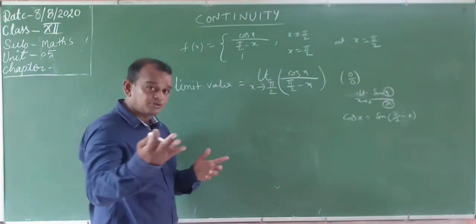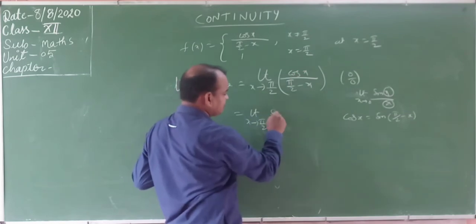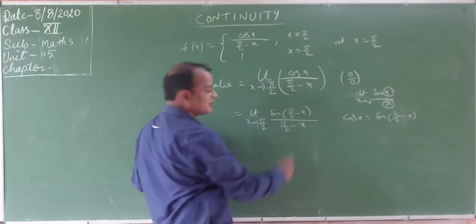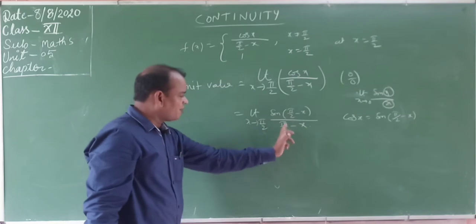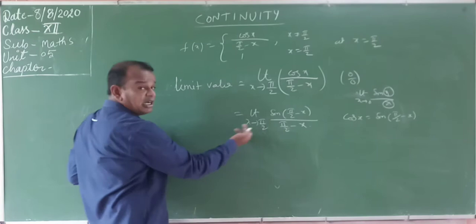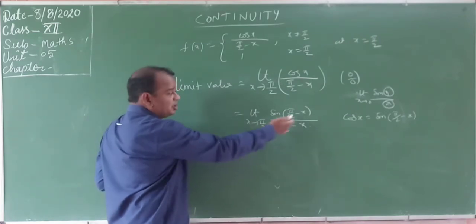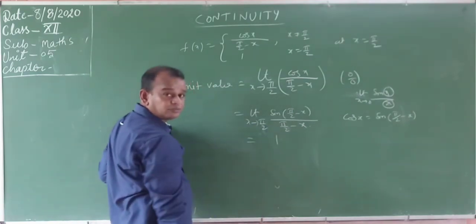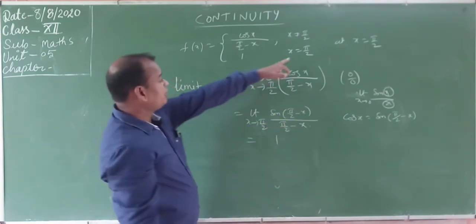I will explain another method also. Limit x tends to pi by 2: cos x means sin of pi by 2 minus x, by pi by 2 minus x. Here observe sin x by x, where pi by 2 minus x is the angle value. As x tends to pi by 2, pi by 2 minus x tends to 0. Sin theta by theta, that is equal to 1. So the limit value is 1.